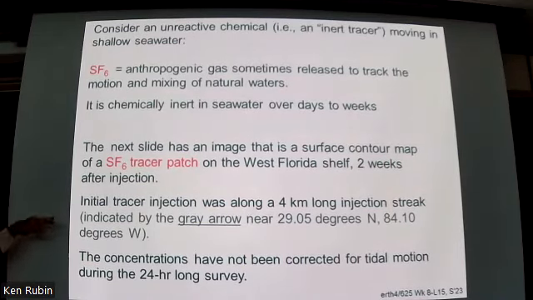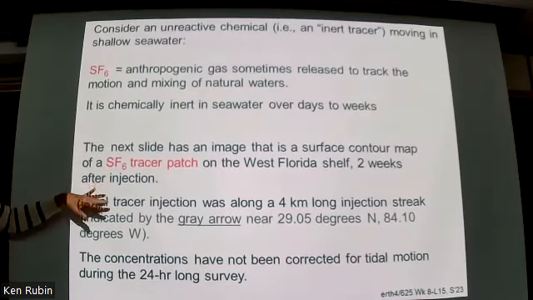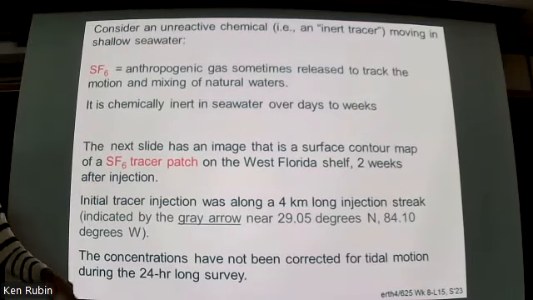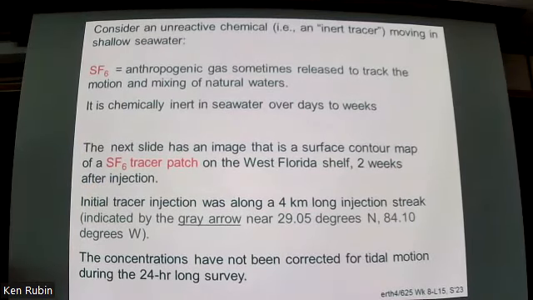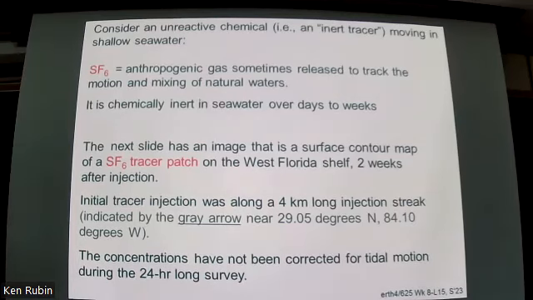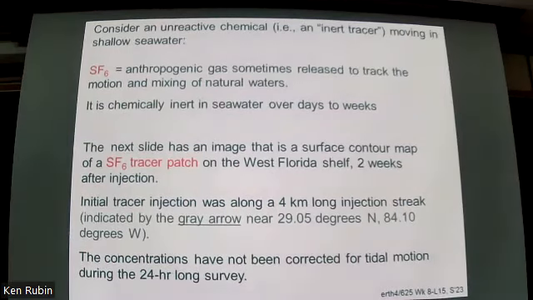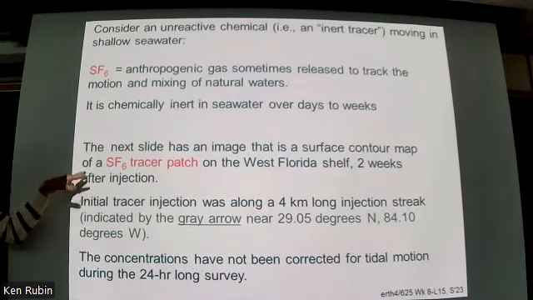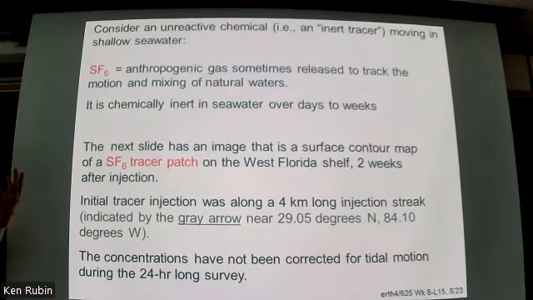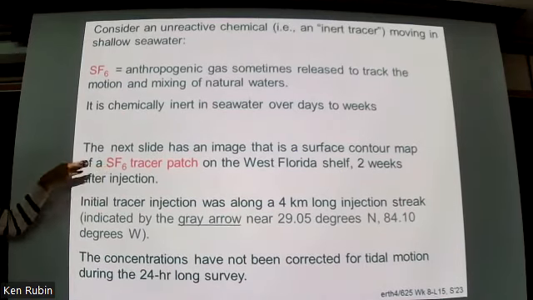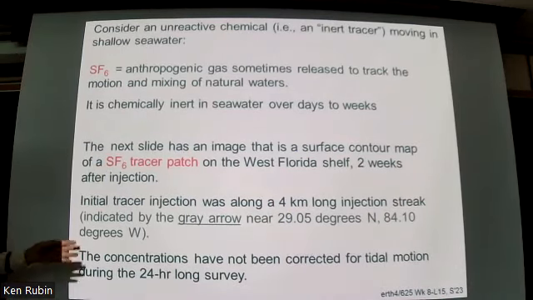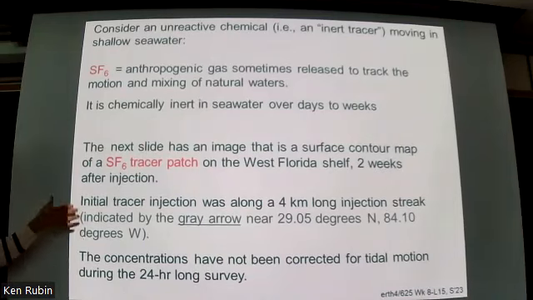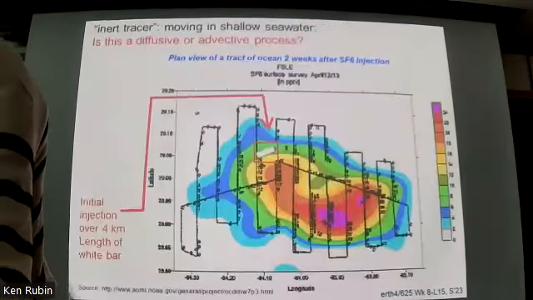And so this stuff is put into the water to watch how it disperses and moves, to try and track motions in surface water in the oceans. What happened is a group of people went out and they injected this stuff. It's like a dye, but you can't see it, but chemically you can measure it. They injected it in the water, and then they came back later and looked at where the high concentrations of this stuff were. Okay, so that's on this slide.